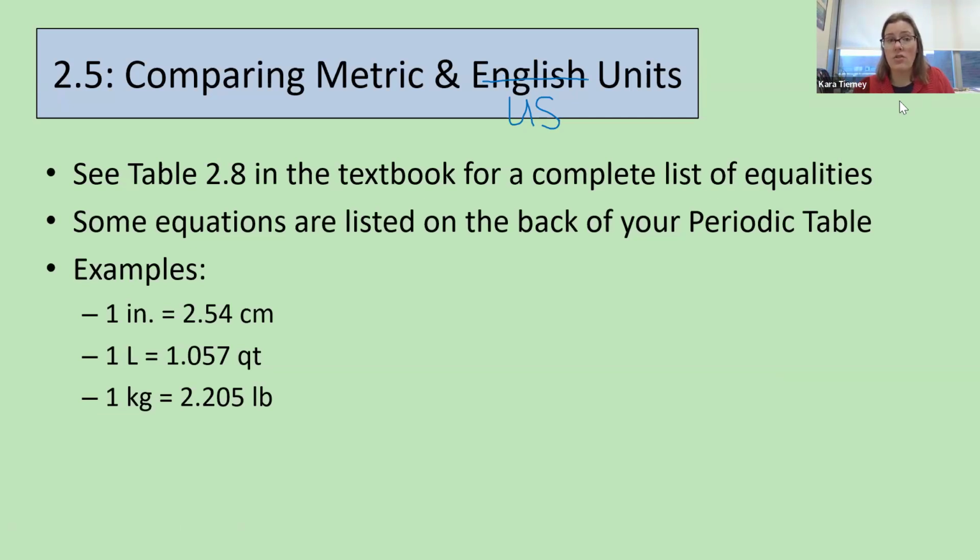You do not need to memorize them. It is table 2.8. And I will have some of these listed on your reference sheet on the back of your periodic table as well. But some examples, if we're relating inches and centimeters, there's this equation. I have the equation for liters and quarts, kilograms and pounds. You do not have to memorize these, and you will be using these in your homework, but you can get them from the table. Let me get the book so I can tell you exactly what page.